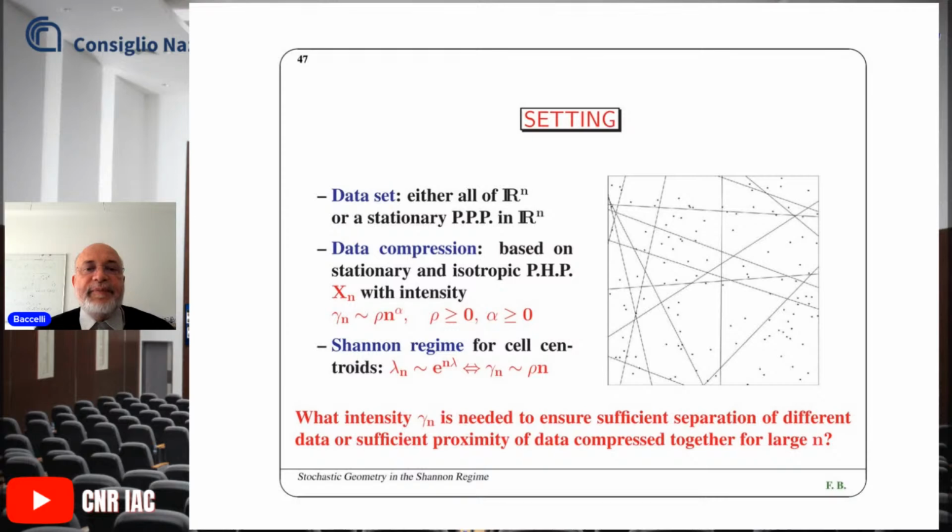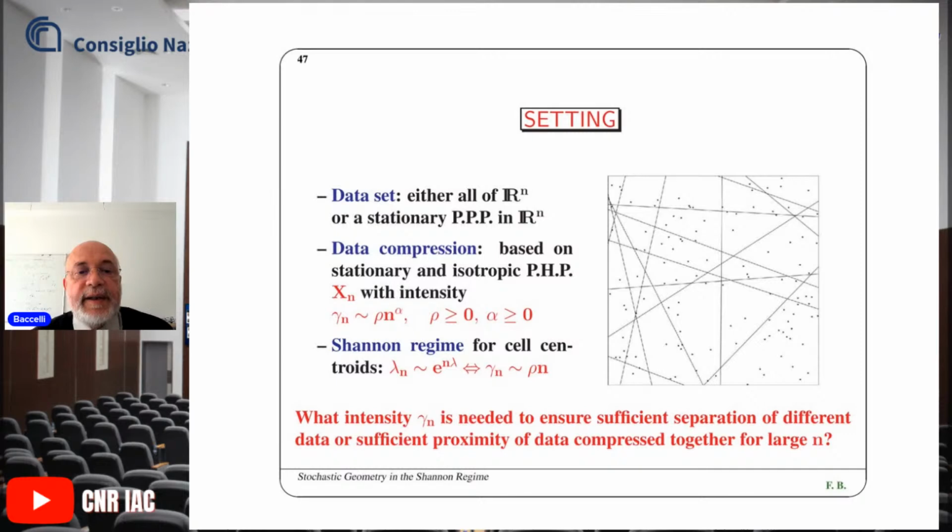And actually, regarding the Shannon regime in terms of intensity, you can show that if you take this gamma, the intensity of the hyperplane process, to be rho n to the alpha, then if you look at the centroids of the cells, which are not the Voronoi cells but are called Crofton cells, delineated by a certain number of hyperplanes, these centroids have an intensity of order e to the n lambda, for a certain transformation of rho into lambda. And so it means that having the Shannon regime for the centroids of cells is equivalent to choosing alpha equal to 1 in the hyperplane process.